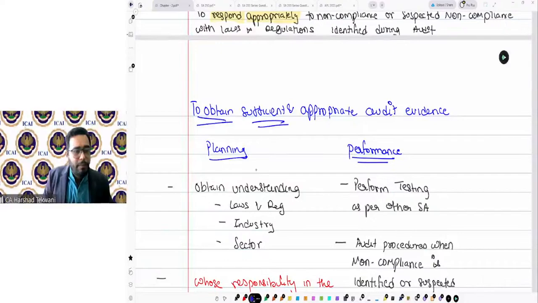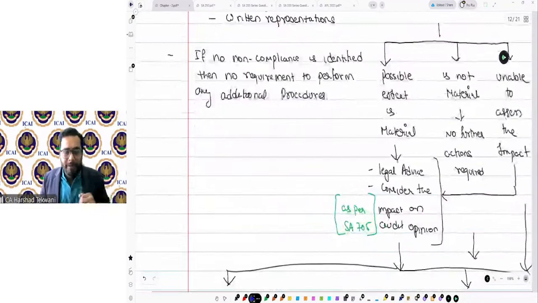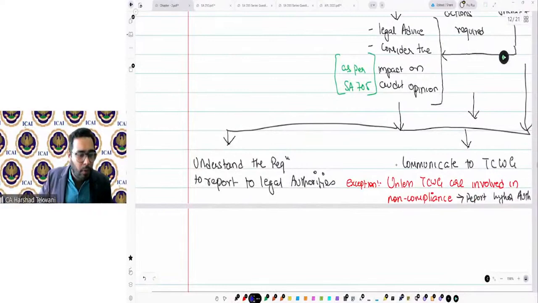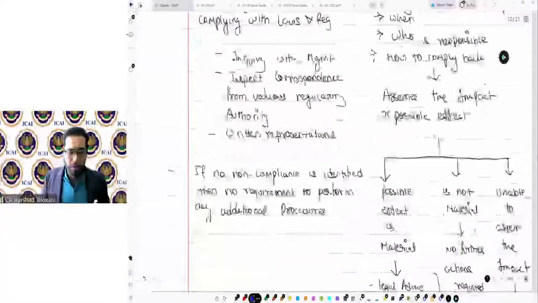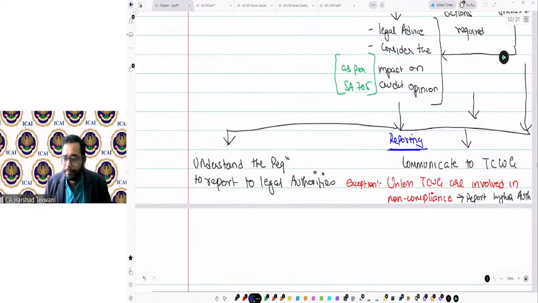When I was explaining performance, at the end of performance we directly jumped to the reporting part. Okay, this is the reporting part over here. Instead of having reporting after here, I just brought it below, so that in chain we can see what is performance and what happens after performance. Any doubt, guys?